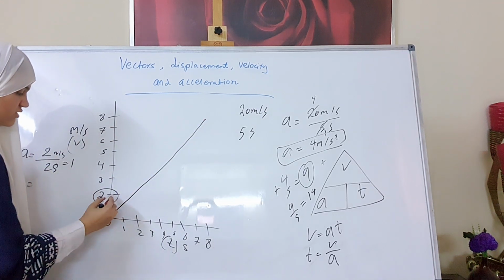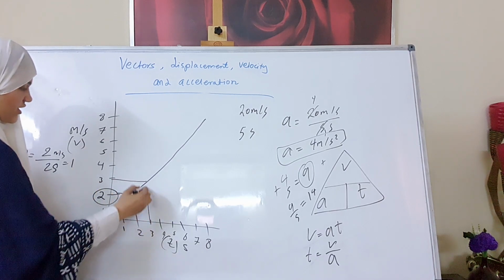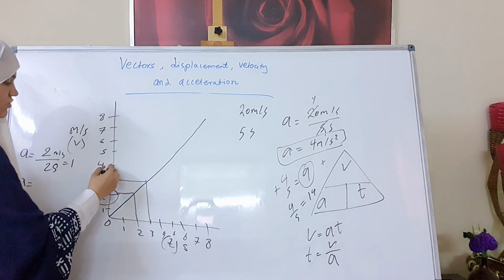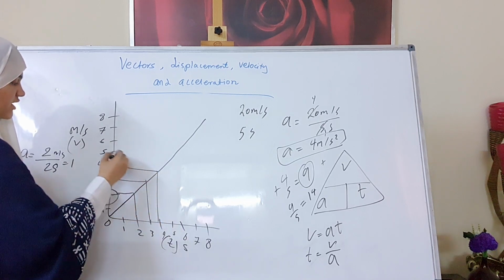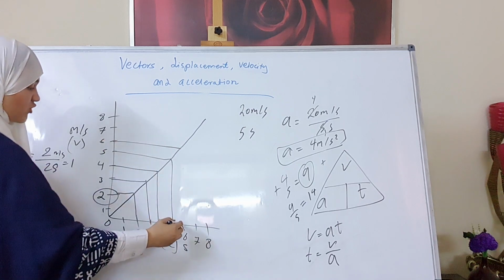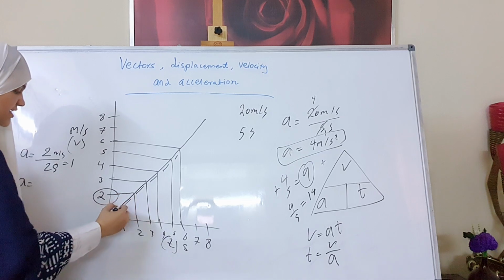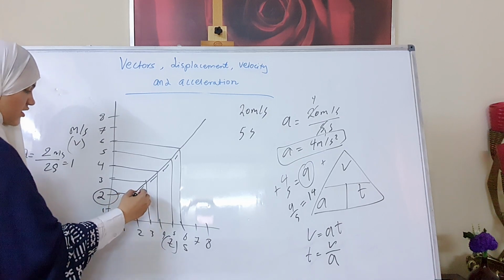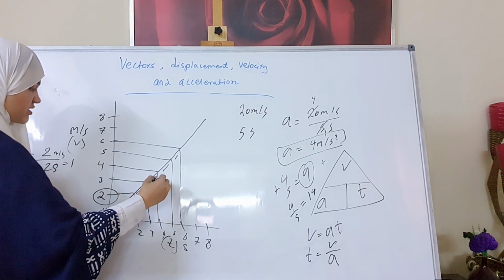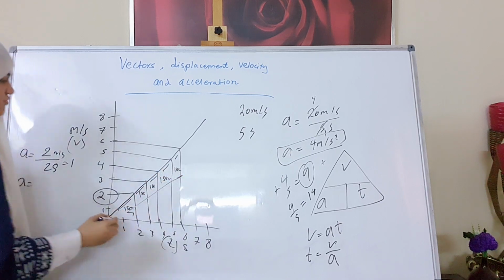So here 1, 1. Here 3 to 3, and here 2, 2, and here 4 to 4, 5 to 5. Okay, because they are just moving 1 second each. 1 second each. Here 1 second. Here 1 second. And also here 1 second.